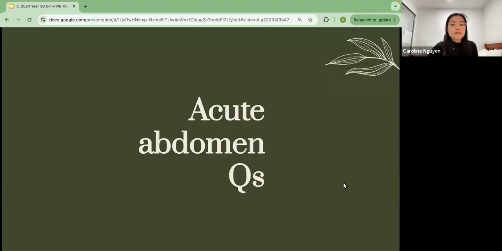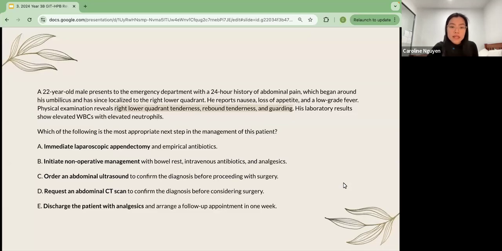Okay, so acute abdomen questions. The first one: a 22-year-old male presents to the ED with a 24-hour history of abdominal pain, which began around his umbilicus and has since localized to his right lower quadrant. He reports nausea, loss of appetite, and low-grade fever. Physical examination reveals right lower quadrant tenderness, rebound tenderness, and guarding. So this is appendicitis. Which of the following is the most appropriate step in the management of this patient?